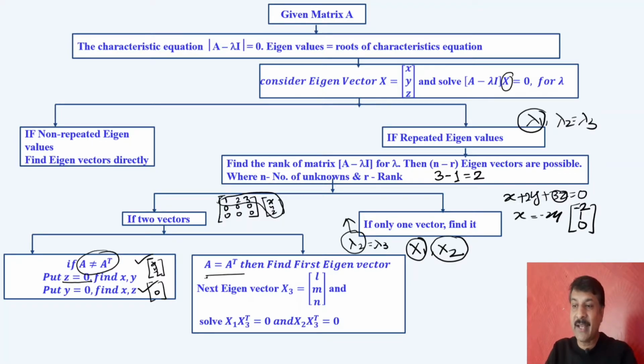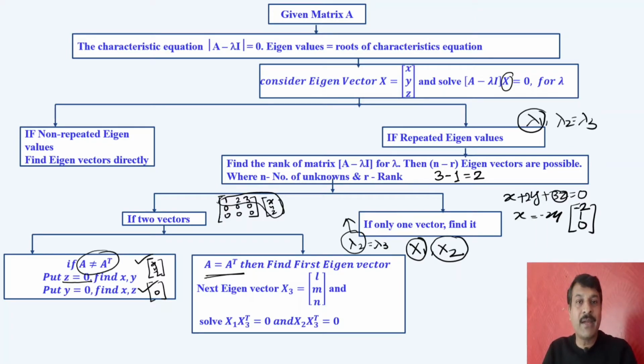In this case, when A equal to A transpose, meaning a symmetric matrix, you consider x3 equal to (l, m, n), and then x1 times x3 transpose equal to 0, and x2 times x3 transpose equal to 0. So I will get two equations, and then by Cramer's rule you find the values of l, m, n, which is your third eigenvector. So without fail you remember this table, this tree diagram. By this tree diagram you can find eigenvalues and eigenvectors for any matrix A.